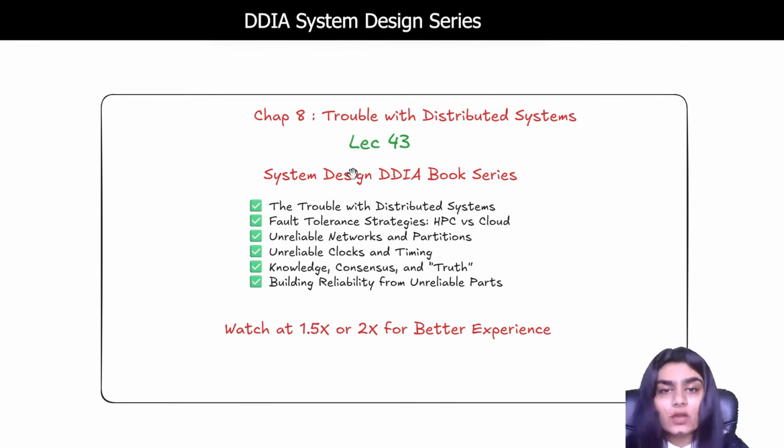In this lecture, we are going to cover the trouble with distributed systems, fault tolerance strategies such as HPC versus cloud, unreliable networks and partitions, unreliable clocks and timing, knowledge, consensus and truth, building reliability from unreliable parts, and at the end of this video we will discuss a summary of the whole topics which we have covered. Make sure you watch at 1.5x or 2x for a better experience.